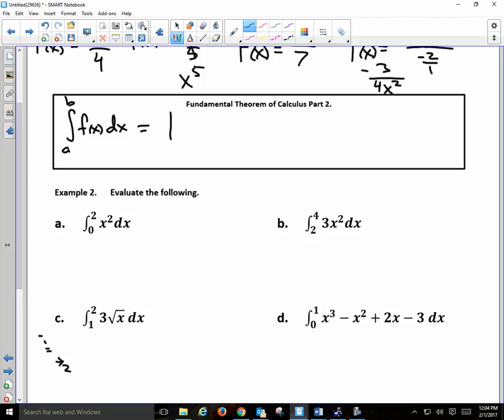You find an antiderivative, and you plug in b. Then, that same antiderivative, you plug in a. And you subtract the 2.